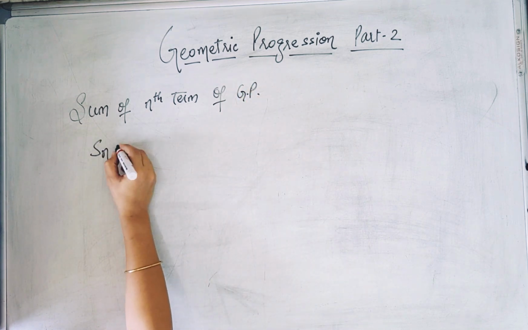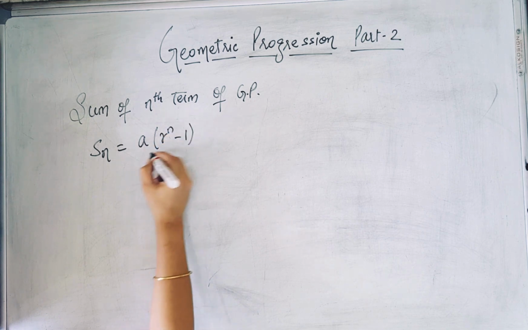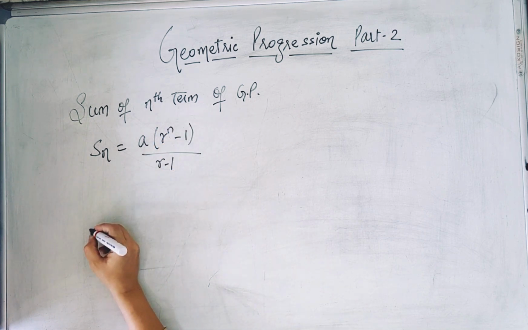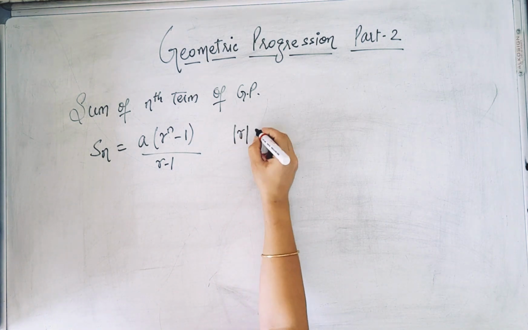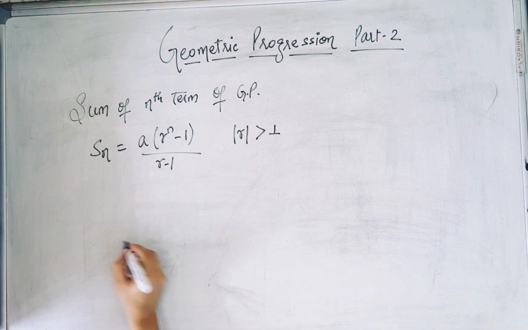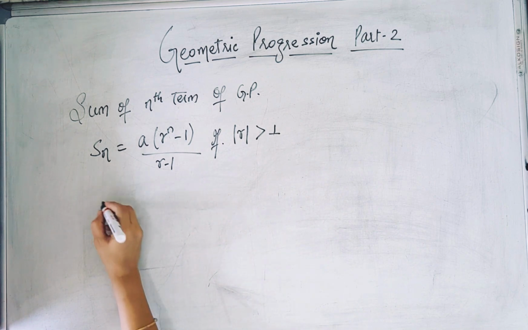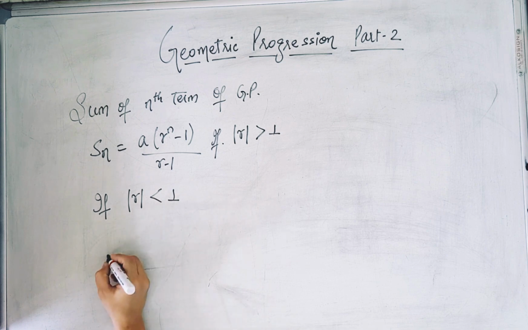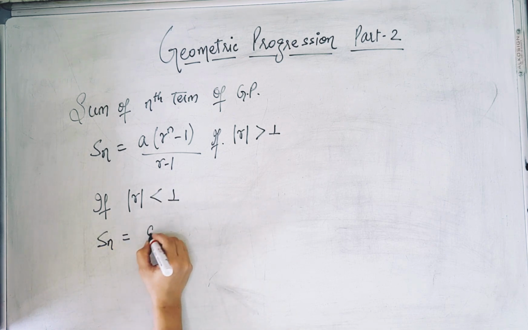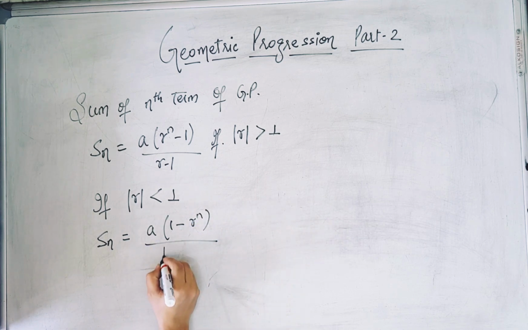See, the sum of n terms of a GP, Sn, is equal to A into r to the power n minus 1 upon r minus 1, but here the condition is mod of r should be greater than 1. And we have one more formula. This is if mod of r is greater than 1, but if mod of r is smaller than 1, then the formula becomes A into 1 minus r to the power n upon 1 minus r.